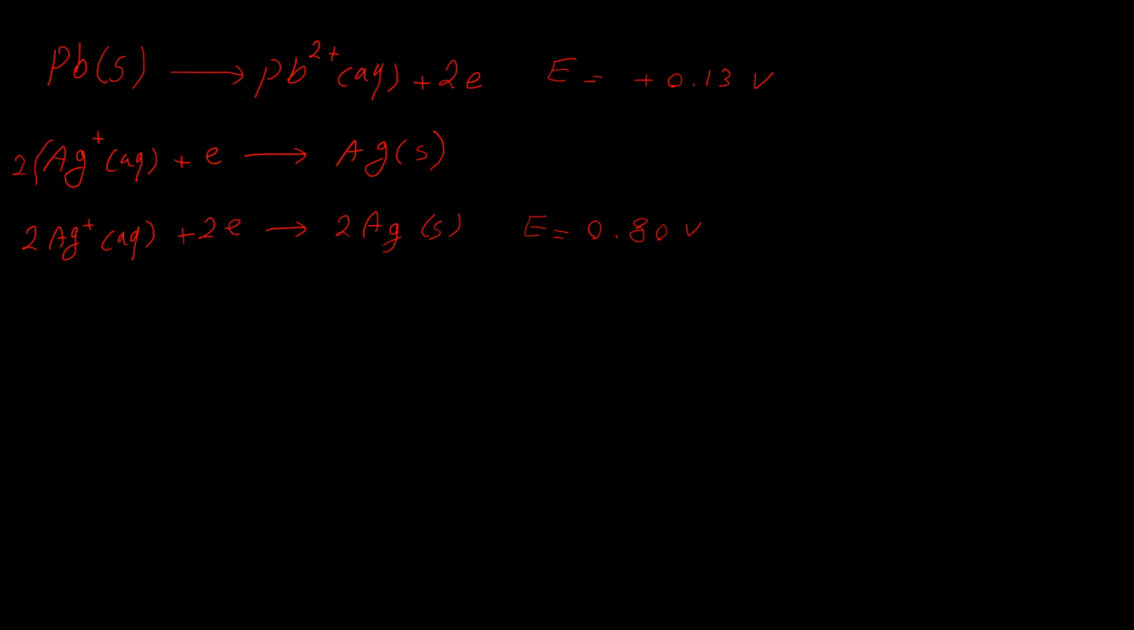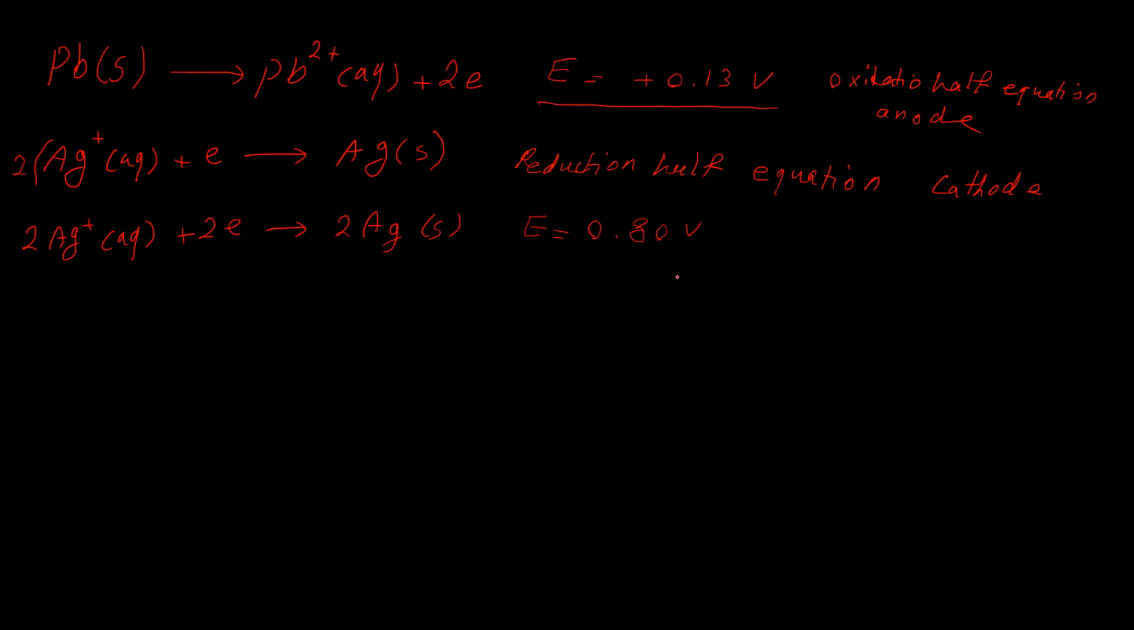So this one is the oxidation half equation, and it's the anode, and this one is the reduction half equation, or cathode. I just write it here: oxidation half equation, or anode, and this one is the reduction half equation, or cathode. Right now we have E° for this one and E° for this one.